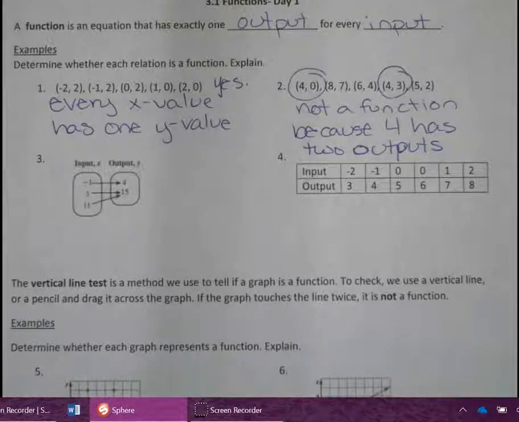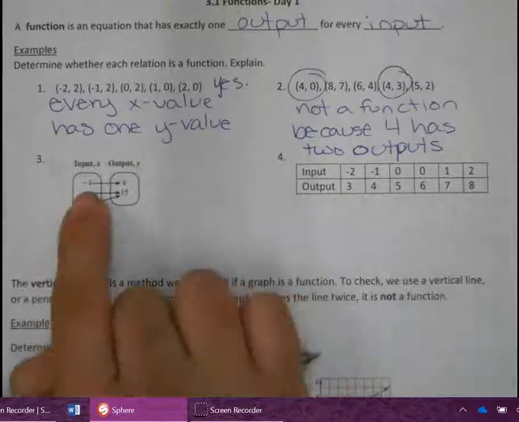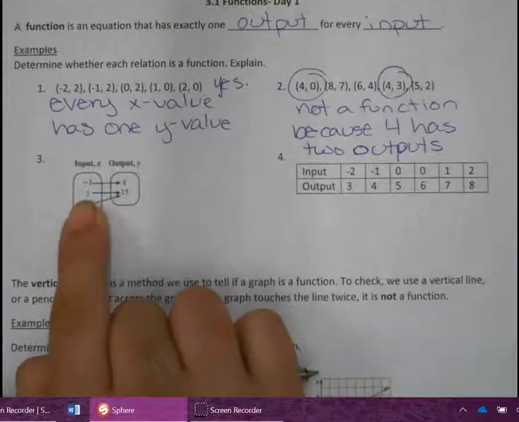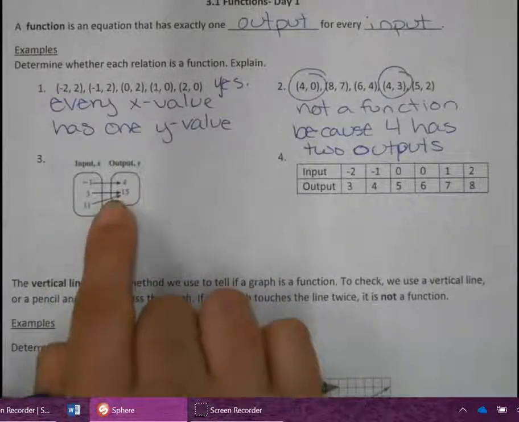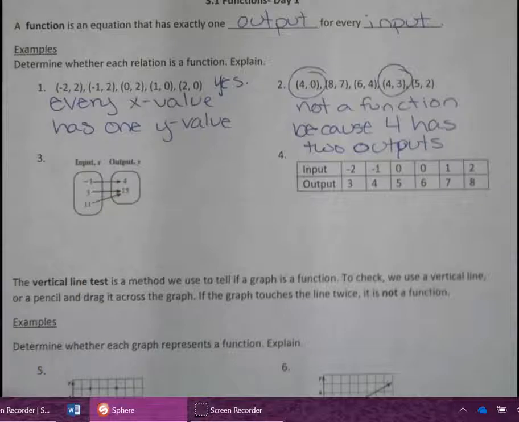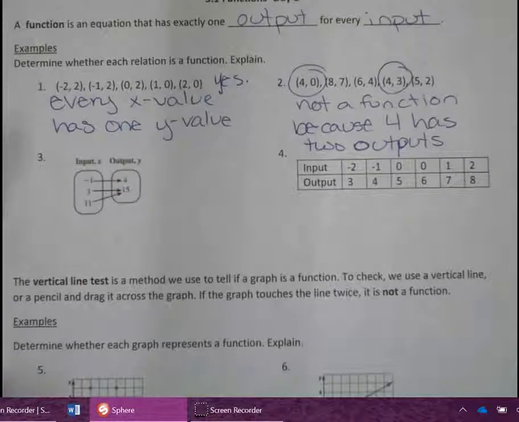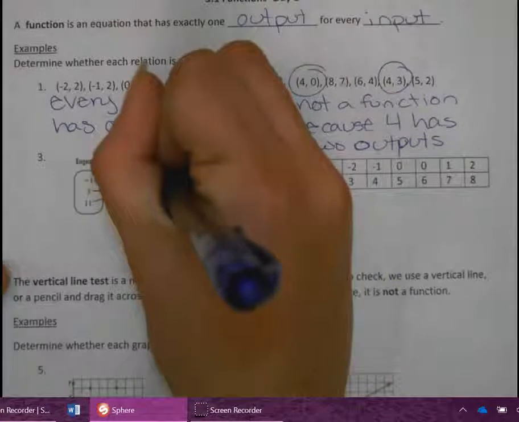Okay, what about number 3? This is called a mapping diagram. So if I read it, it says -1 has an output of 4, 3 has an output of 15, and 11 has an output of 15 as well. Is that okay? Yes, it's okay, because all of my x's have one output. It doesn't matter that the outputs are the same. So this one is a function.